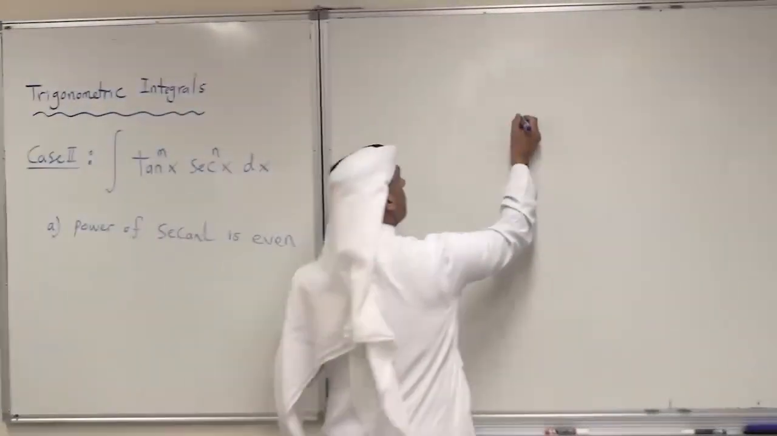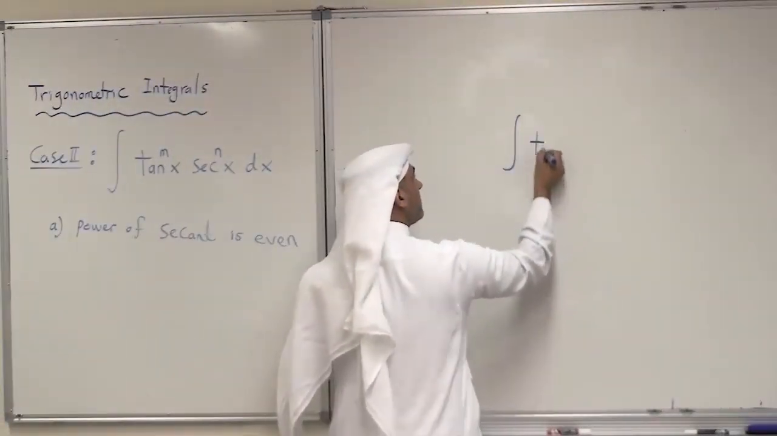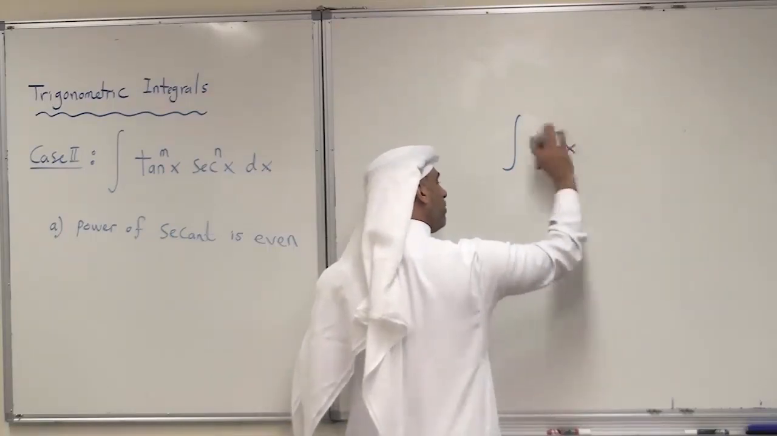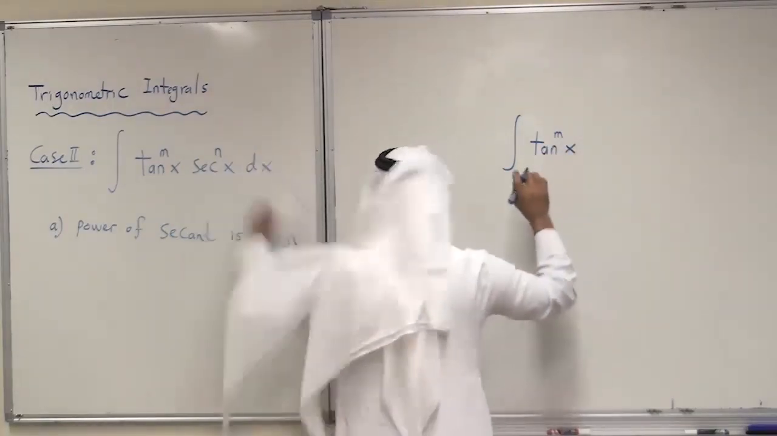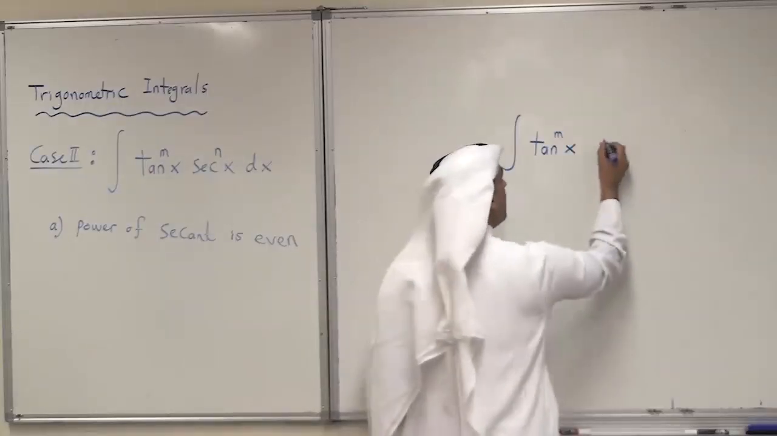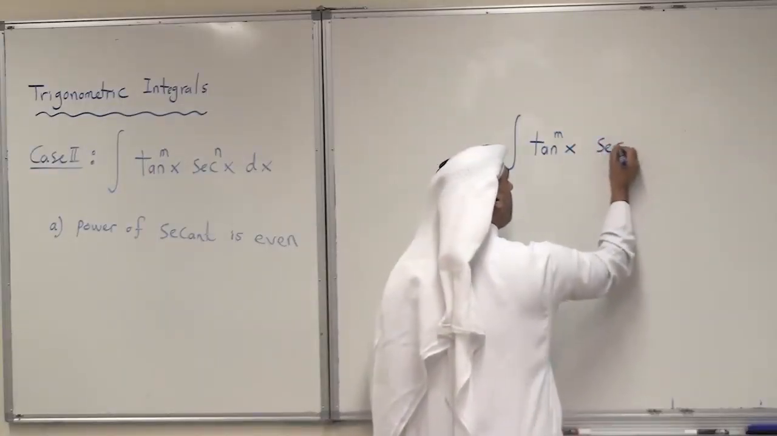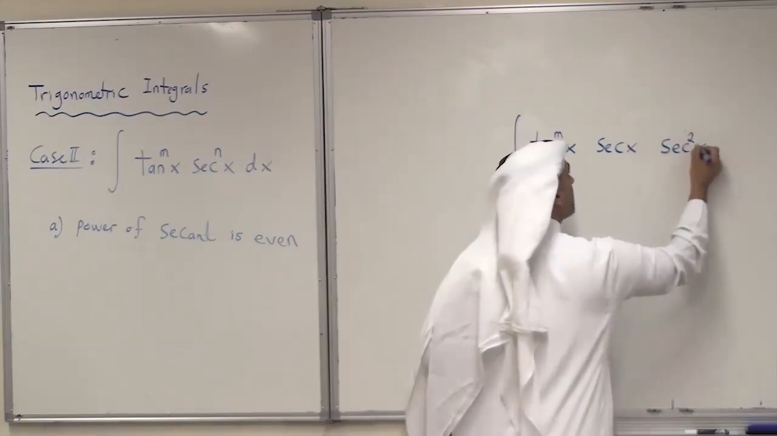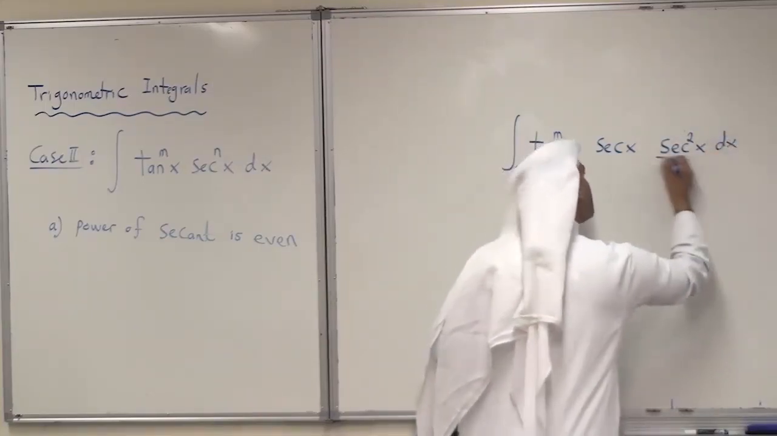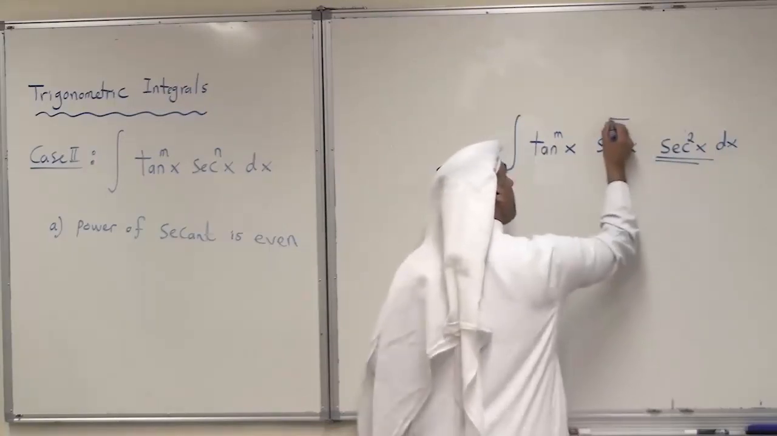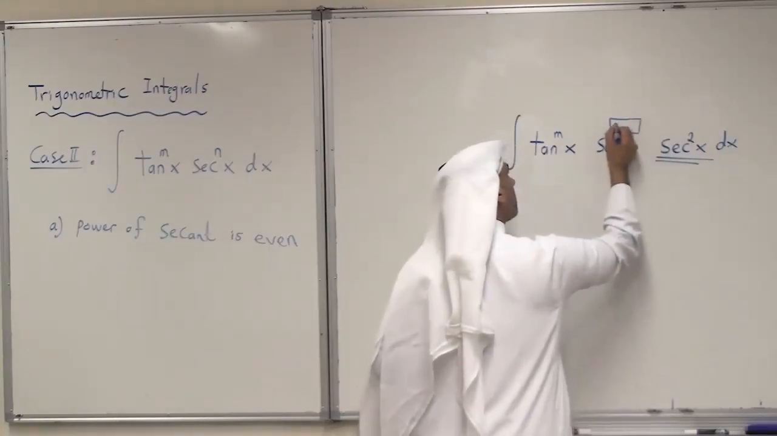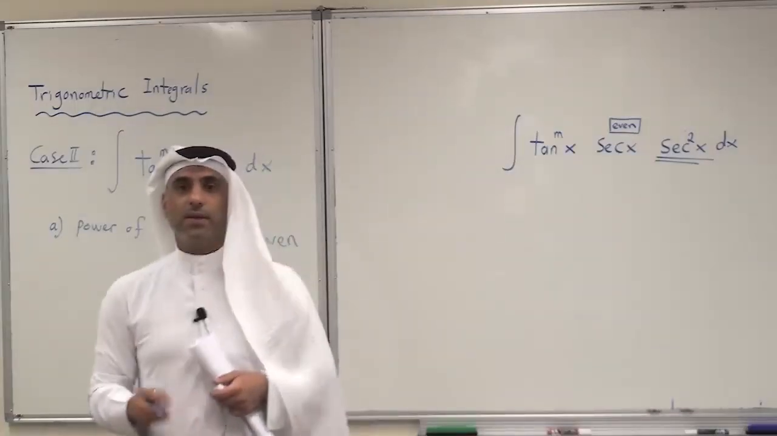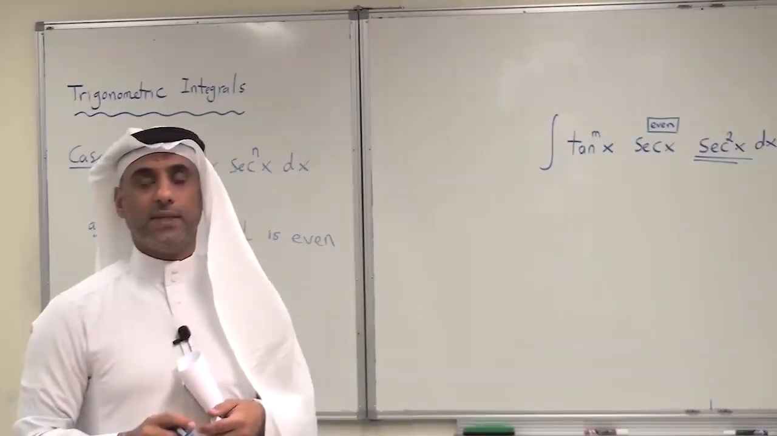It says, okay, if you have tangent, we don't care about the power of tangent. Now we are concentrating on the power of secant. If the secant has an even power, then what happened if we separate secant squared of x dx? If we save secant squared, what will be the power here? If you have an even power and you take two of them, still you have what? Still you have an even power of secant.